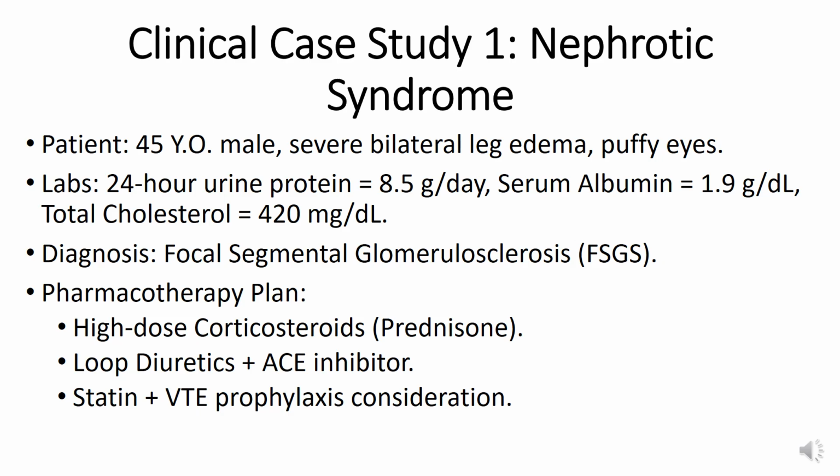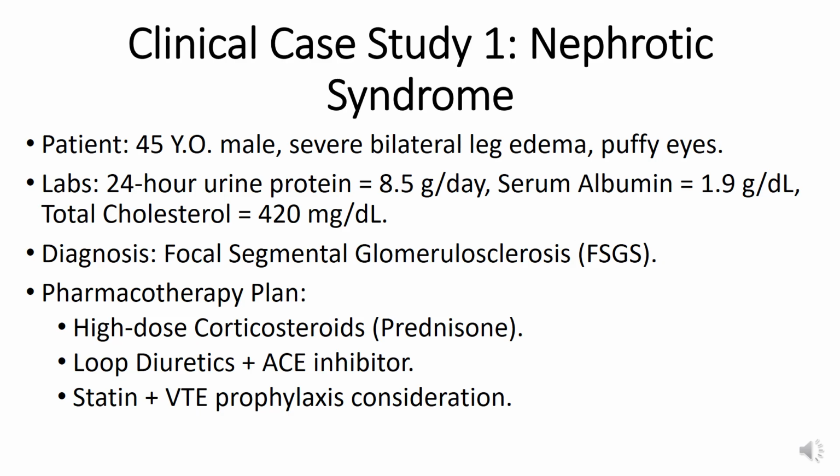The second goal is to control the edema. Loop diuretics such as furosemide are commonly prescribed. These medications increase sodium and water excretion. As excess fluid is removed, swelling gradually improves. However, severe hypoalbuminemia can make edema difficult to treat. Higher doses or combination diuretic therapy may sometimes be necessary.